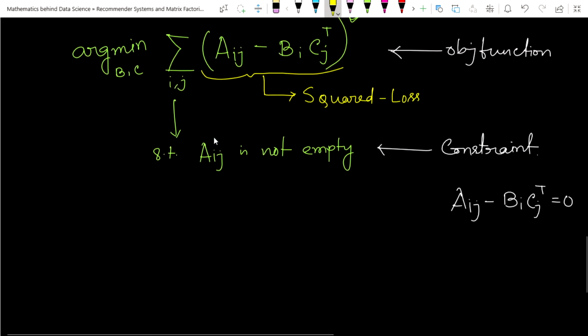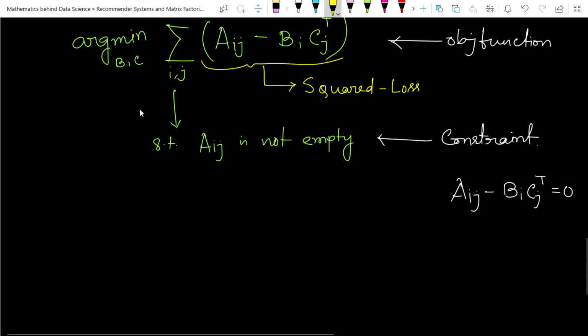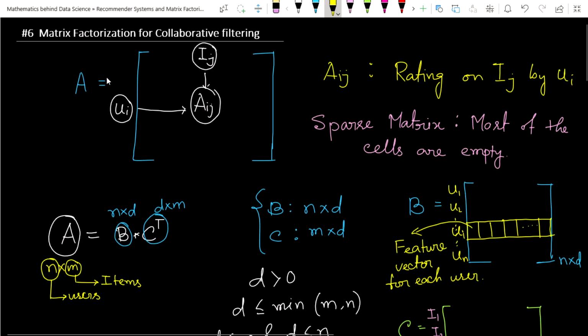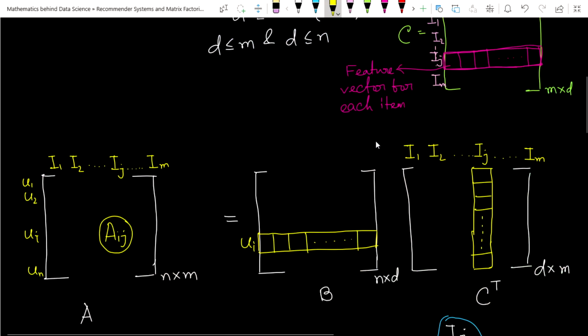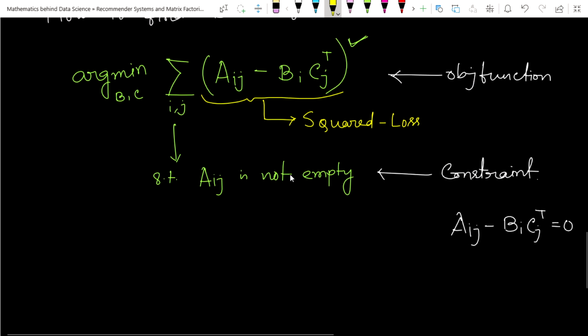And here we have to predict B and C, which must be matrices. The constraint is Aij: we do not consider the empty cells in our calculations. The recommender matrix A is a sparse matrix, meaning most of the cells are empty, so we consider only the non-empty cells. These are the constraints over here.